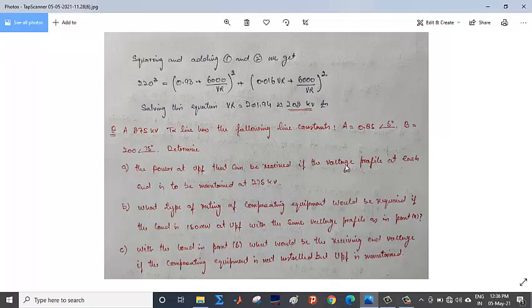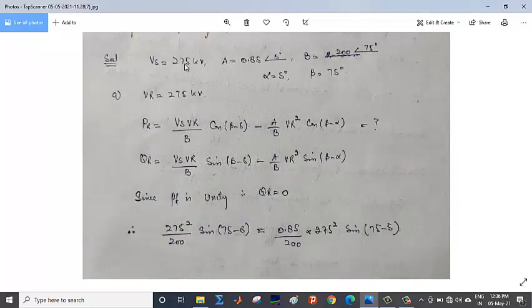Receiving end voltage and sending end voltage are the same, that is at 275. So Vs is equal to 275, A is equal to this. That means alpha is equal to 5 degrees, beta is equal to 75 degrees. Vr is also 275 because both are maintained at the same voltage. So PR is equal to Vs Vr by B cos of beta minus delta minus A by B Vr square cos of beta minus alpha. It is to be calculated.